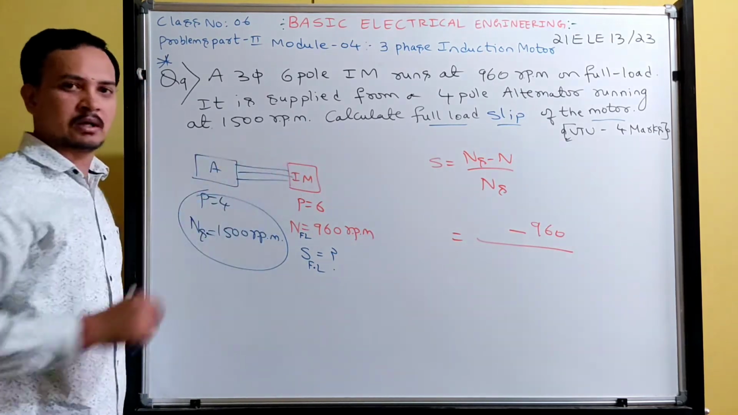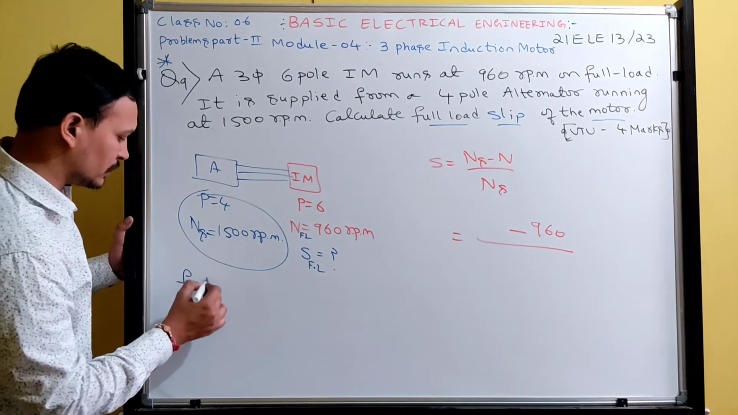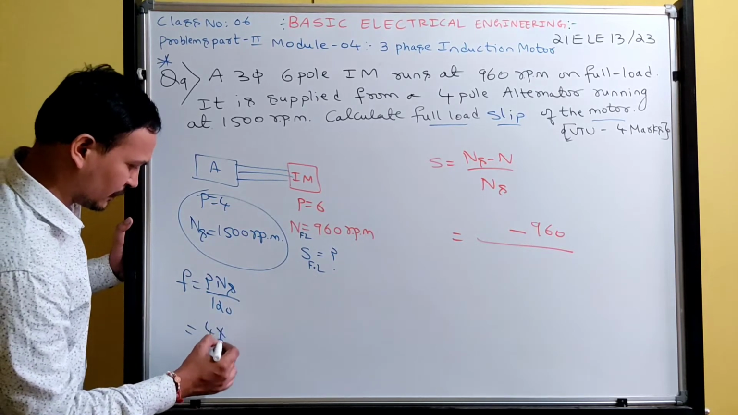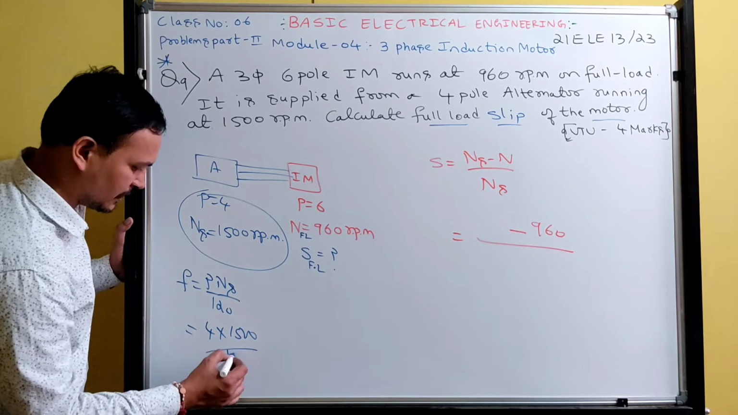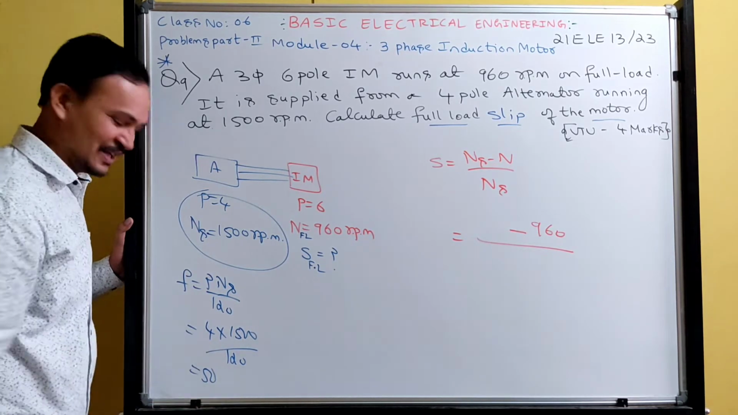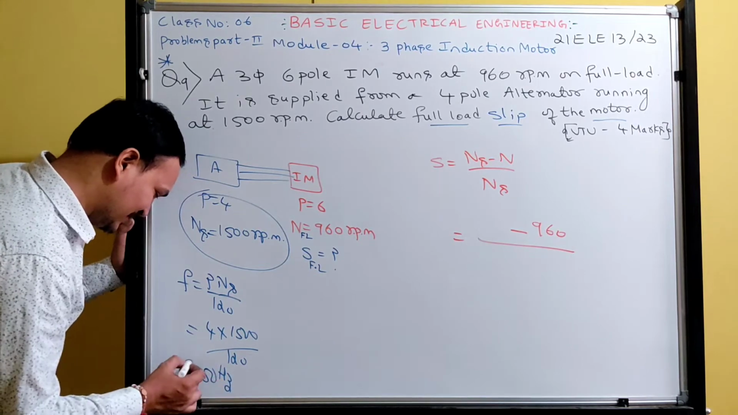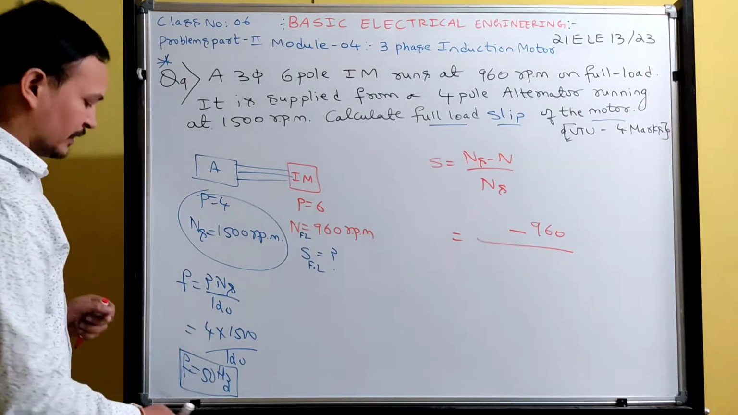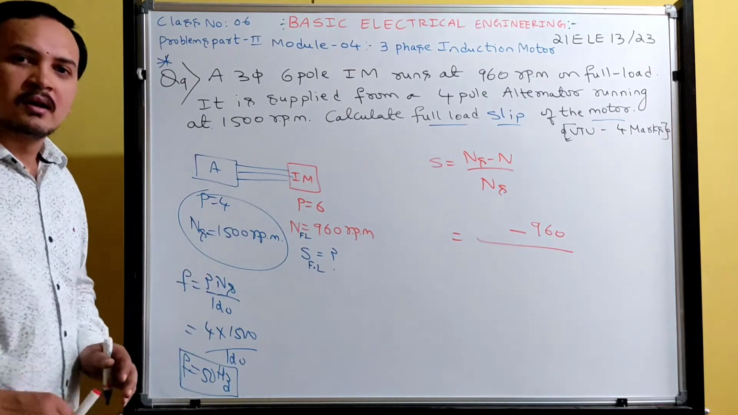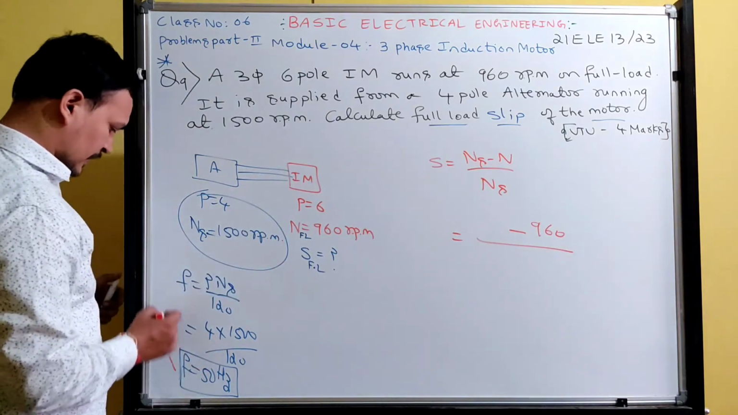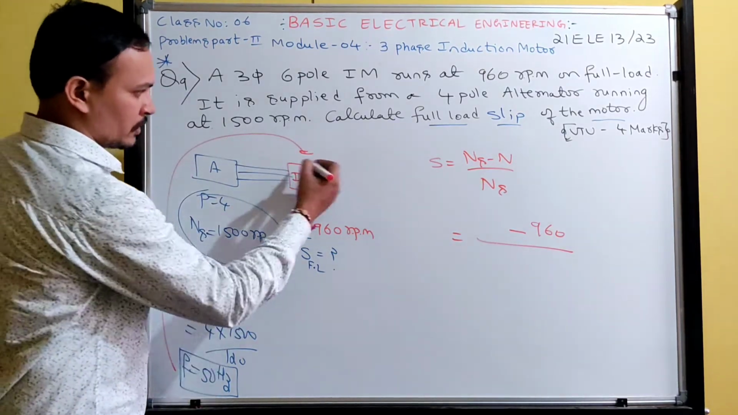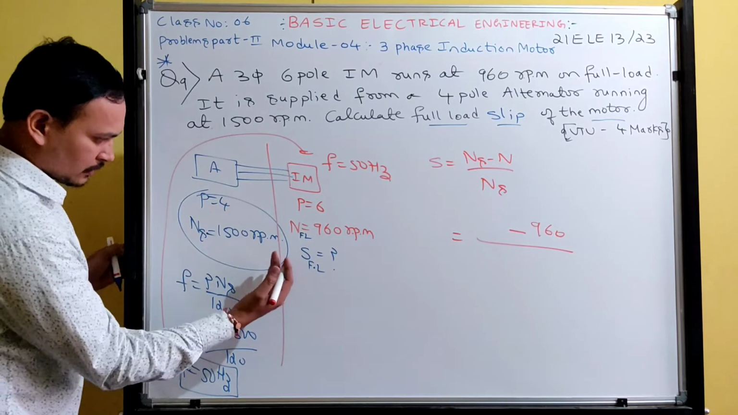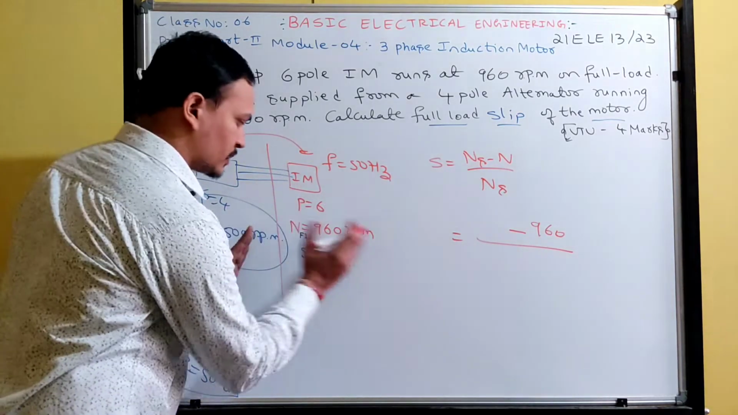We need the frequency, which is found from the alternator data. So f is equal to P Ns by 120, which is 4 into 1500 divided by 120. So we get 50 Hz. Please don't guess, please calculate. There may be a question where you get 60 Hz, and they can give the data like that also. So you take the same frequency and copy it to the induction motor side: f is equal to 50 Hz. Now forget about the alternator data and concentrate only on the induction motor side.